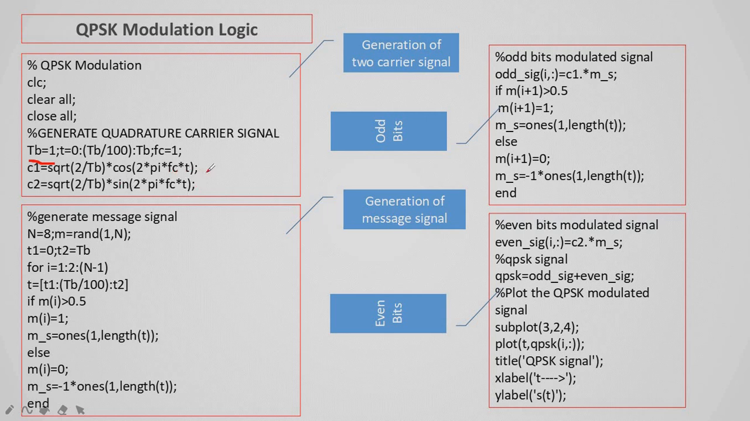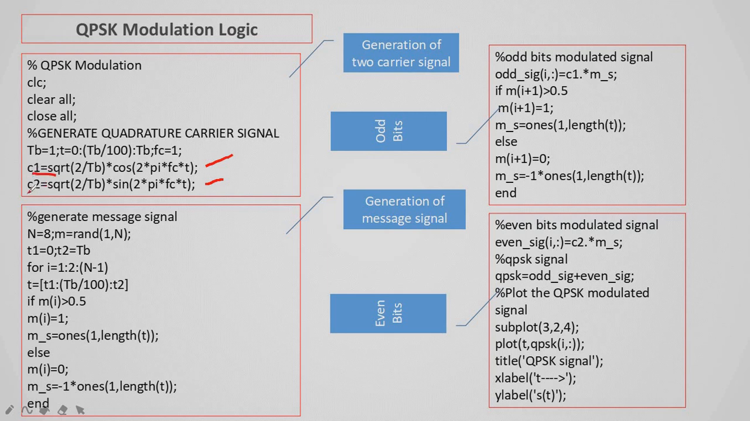So this is the in-phase carrier, and this is the quadrature phase carrier. Like this you have to define them. So this is the in-phase component and this is the quadrature phase component. We have generated 2 carriers. Next we have to generate the message signal, and we have to multiply that message signal with these c1 and c2 to segregate.